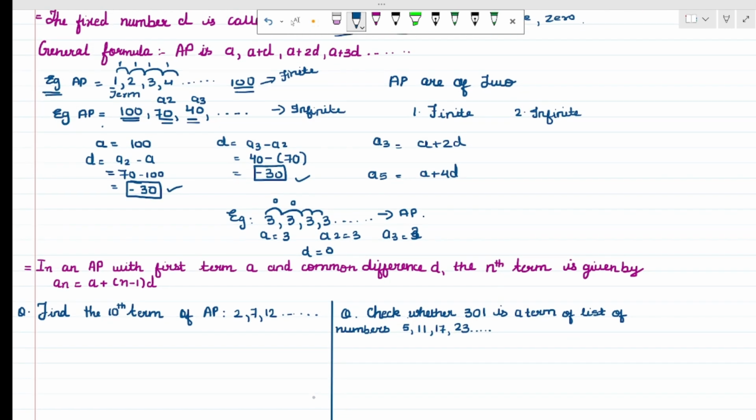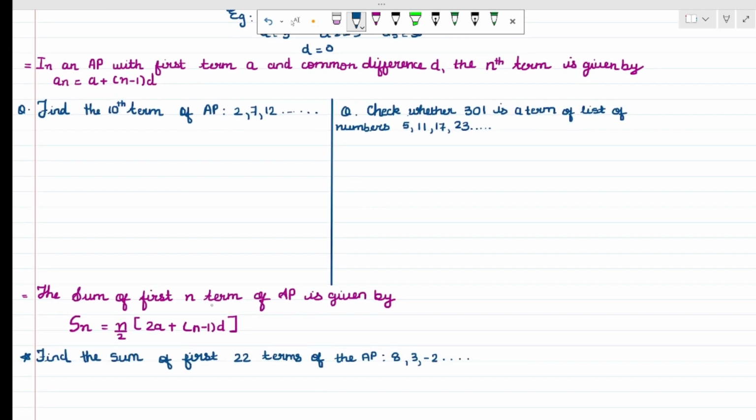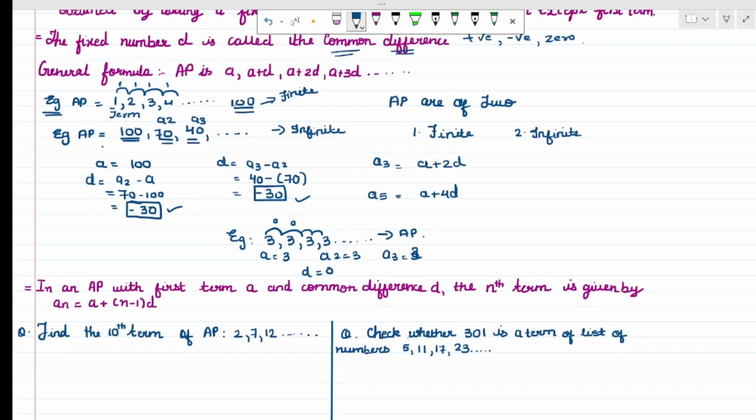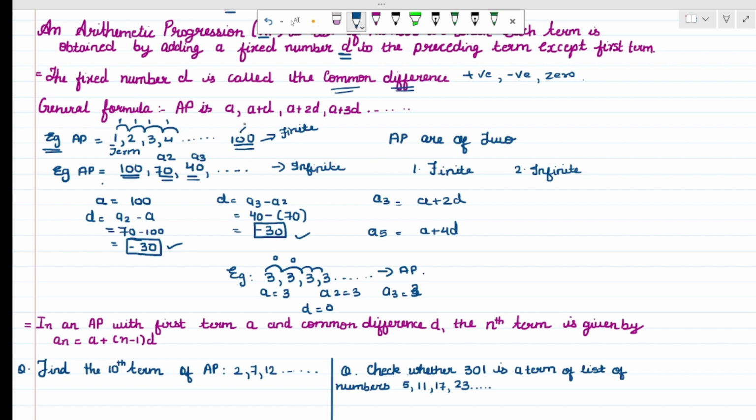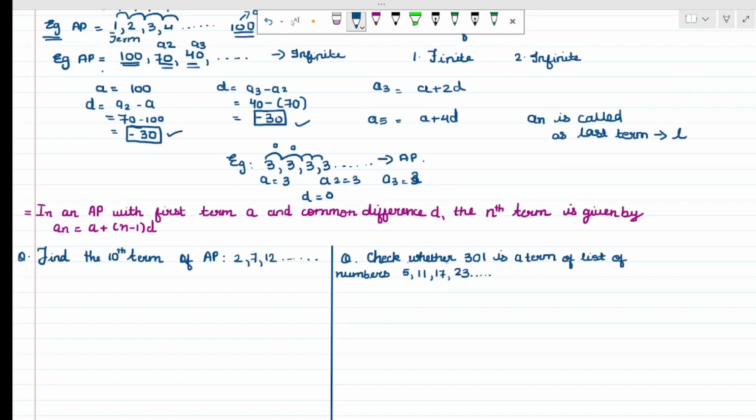Okay, moving on to our next formula-based sum. We have an AP in which the first term is A and the common difference is D. The nth term is given by... Usually the nth term means your last term. In this case, my last term was already given, which is 100. So AN is called your last term. It is sometimes denoted by L.